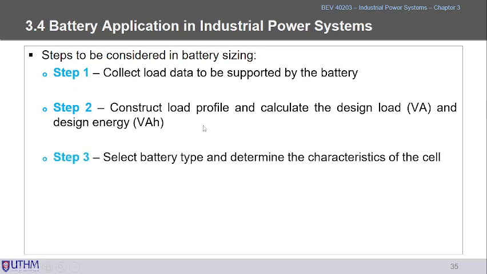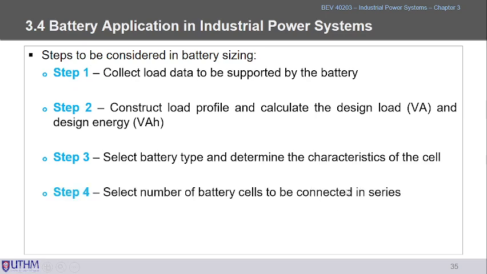And coming to the third step, we need to do the selection of the battery type. So we have basically three types of battery, as we have seen previously. The first one, the most expensive, is nickel cadmium. The second one is the lead acid, and the third one is the maintenance free battery. But most of the industry will choose lead acid, because it is a moderate choice in terms of size, lifespan, as well as cost.